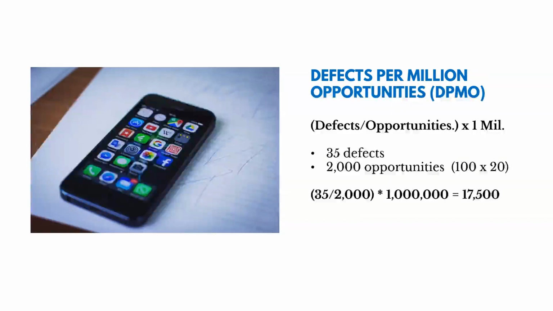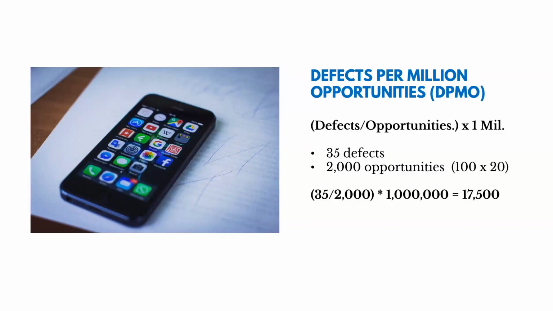Now let's talk about defects per million opportunities. If you recall, when we talked about the definition and meaning of Six Sigma, we said that to achieve Six Sigma, we have 3.4 defects per million opportunities or fewer. So that's one of the reasons why we're doing this calculation here. But the way it's going to start is with our defects divided by our opportunities. And then we'll multiply that by 1,000,000.